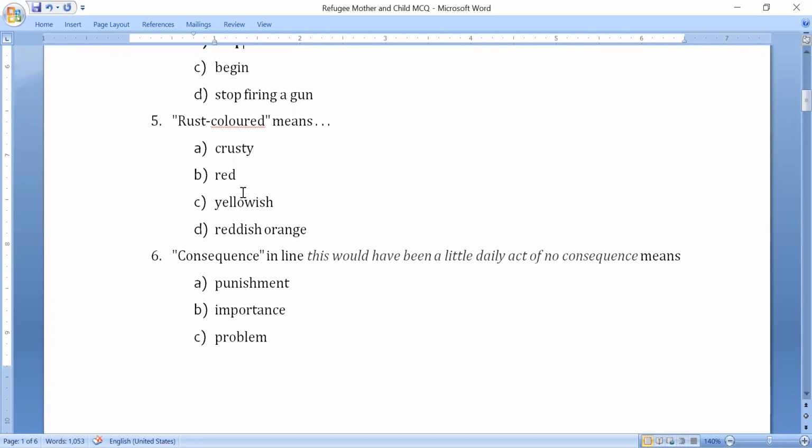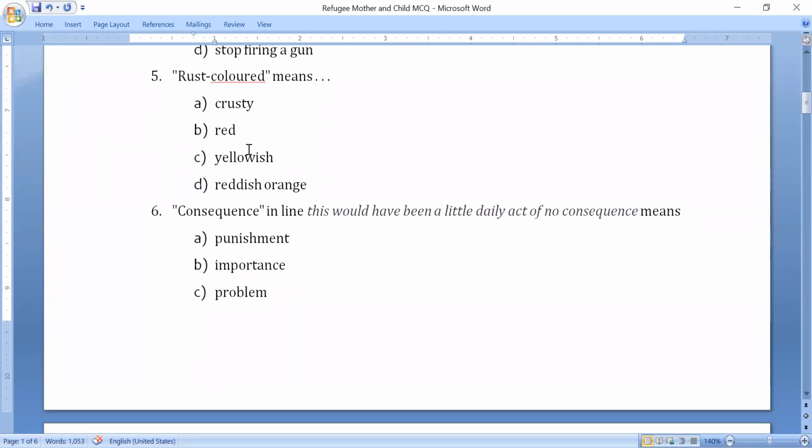Fifth question. Rust colored means crusty, red, yellowish, or reddish orange. And the right answer is D, reddish orange.